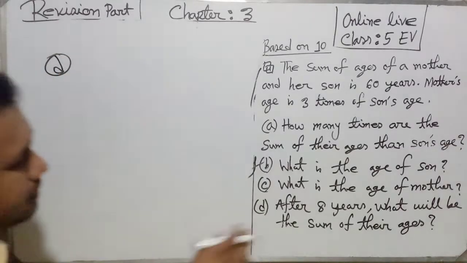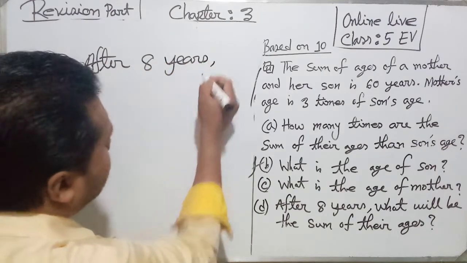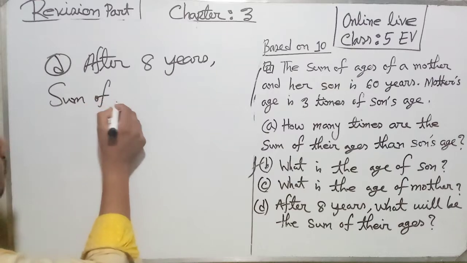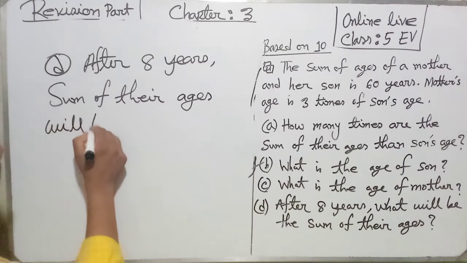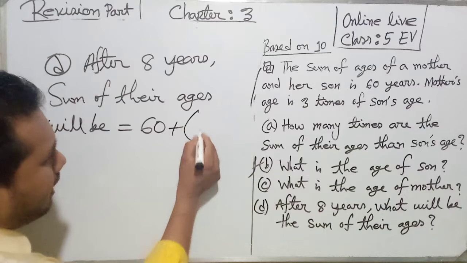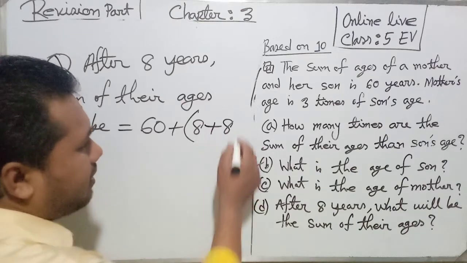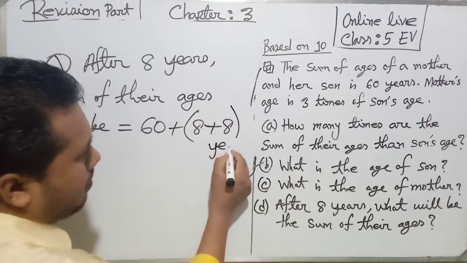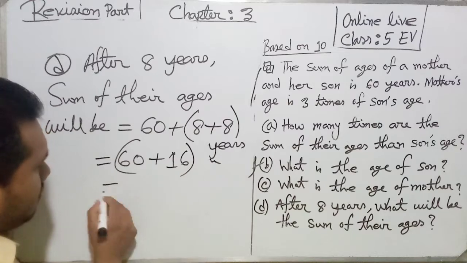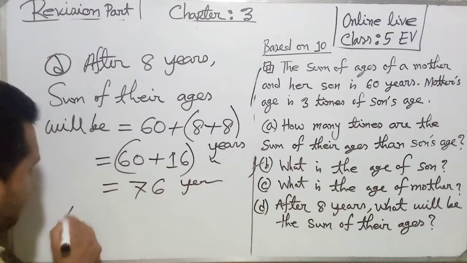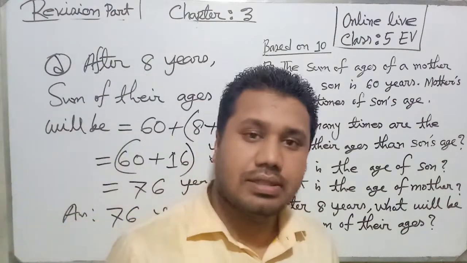Now we can write, after 8 years, the sum of their ages will be 60 plus 8. Suppose this 8 is for the son and also this 8 is for the mother. So 8 plus 8, two persons, these years. Now we can write 60 plus 16 years. So this is 76 years. So the answer is 76 years.